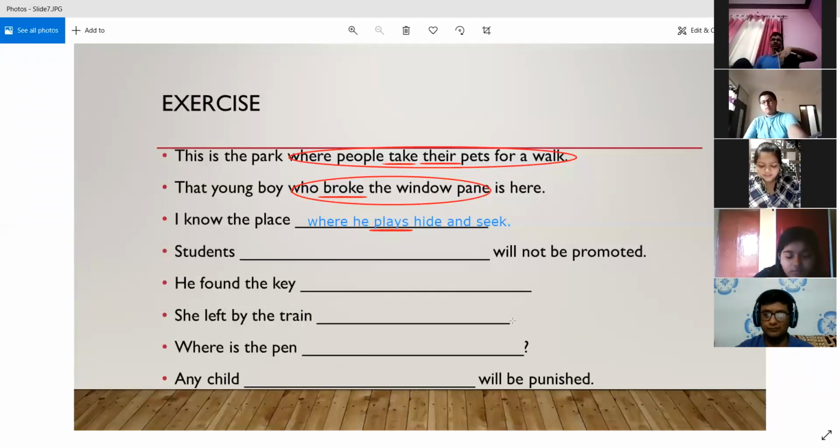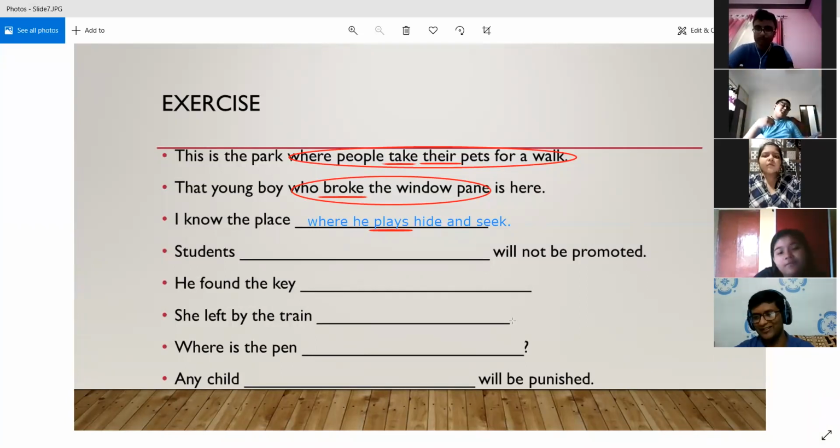Sir, students who failed will not be promoted. Obviously, give some other thing. Students who misbehaved in the class will not be promoted. Okay. Students who misbehave in the class.